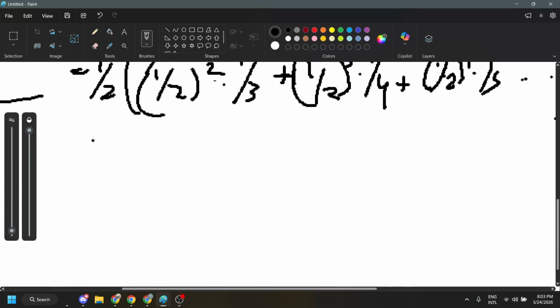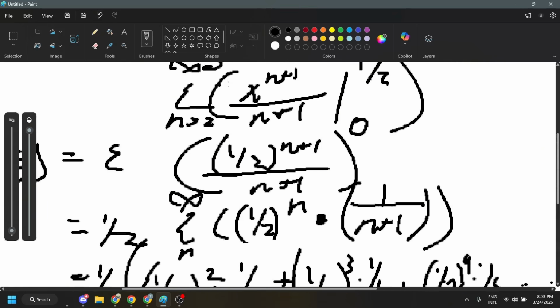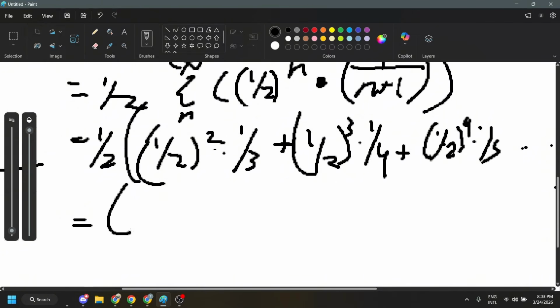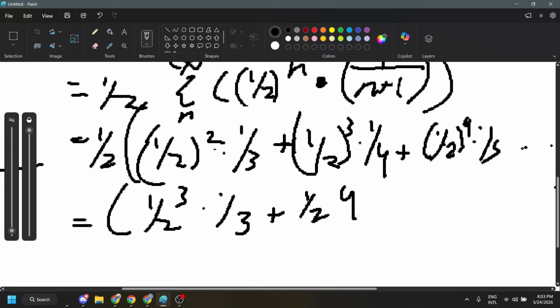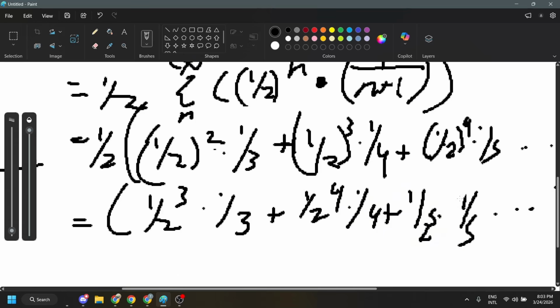Well, I mean, we could just write this as... Oh, I didn't have to take the 1/2 out. I could have just changed the bounds, I think. So it's just going to be equal to 1/2 to the 3 times 1/3 plus 1/2 to the 4 times 1/4 plus 1/2 to the 5th times 1/5, dot dot dot.